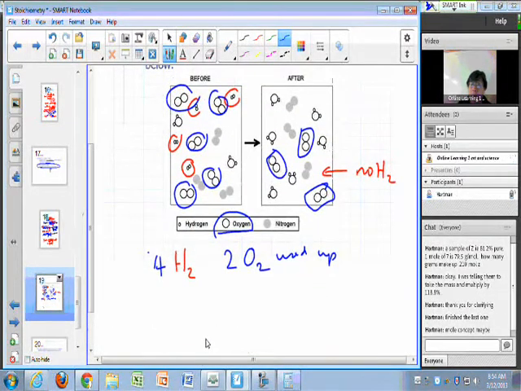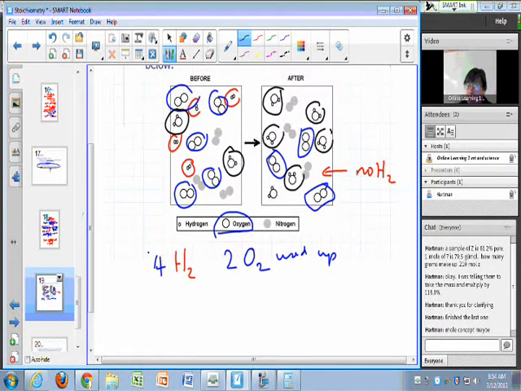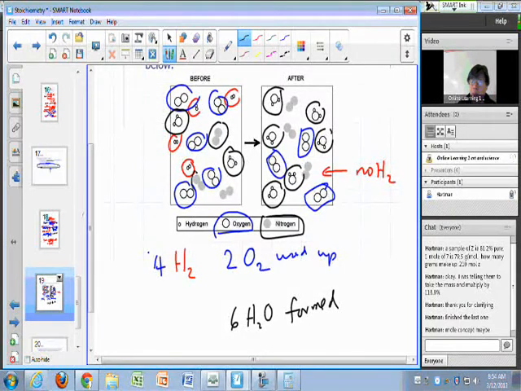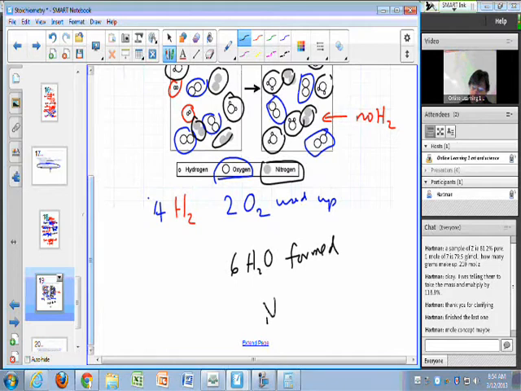What else do we have here? You have H2O. 2 on the left, and on the right you have 1, 2, 3, 4, 5, 6. So from 2 you end up with 6, so you have 6 water molecules formed. And what else do we have here? This is N2, nitrogen. 1, 2, 3. 1, 2, 3. So N2 is a spectator. It's not involved, right?